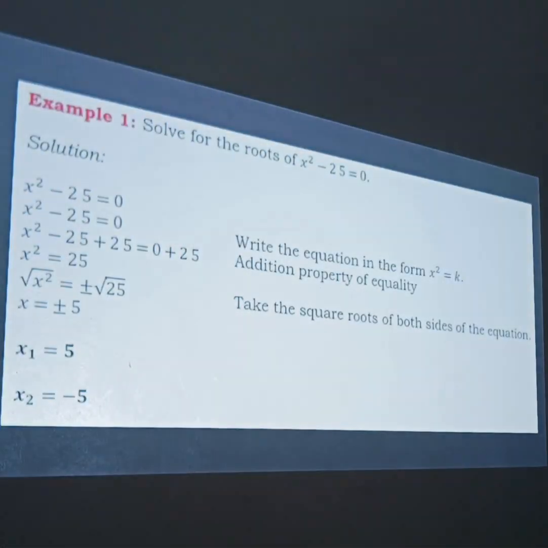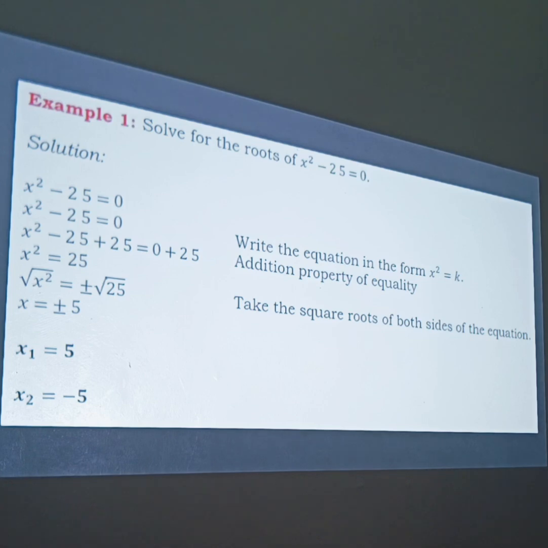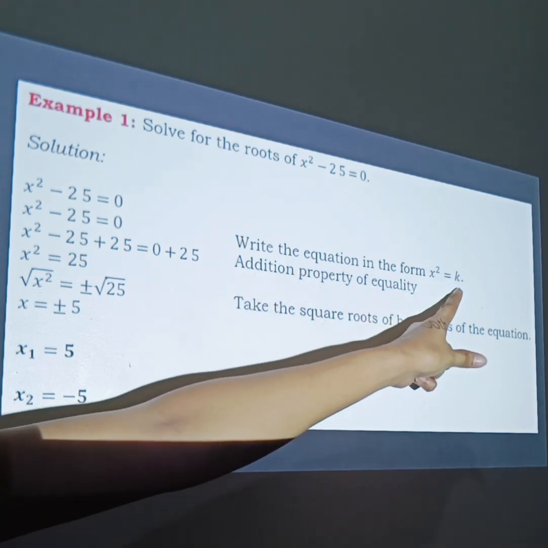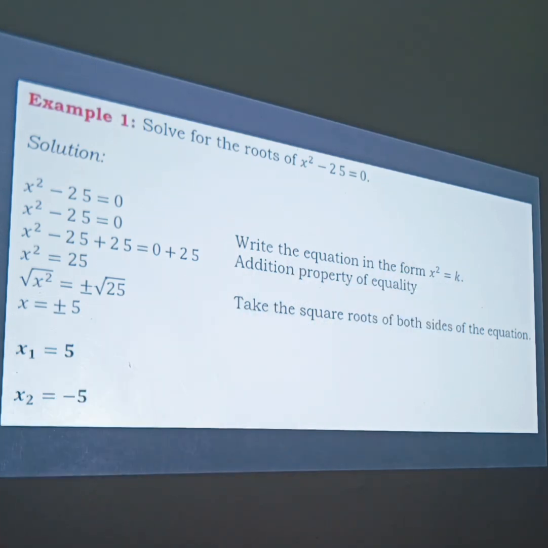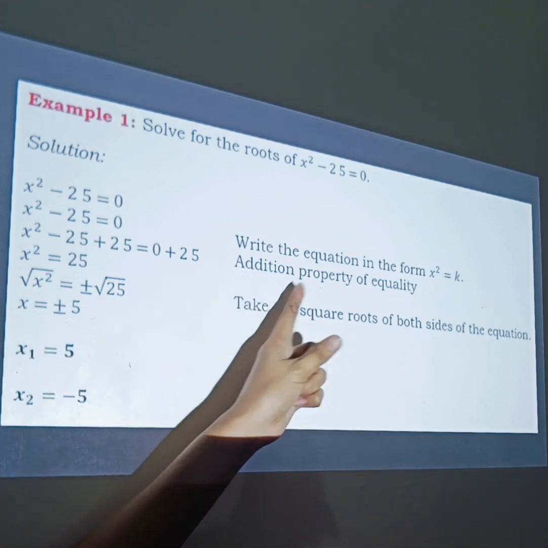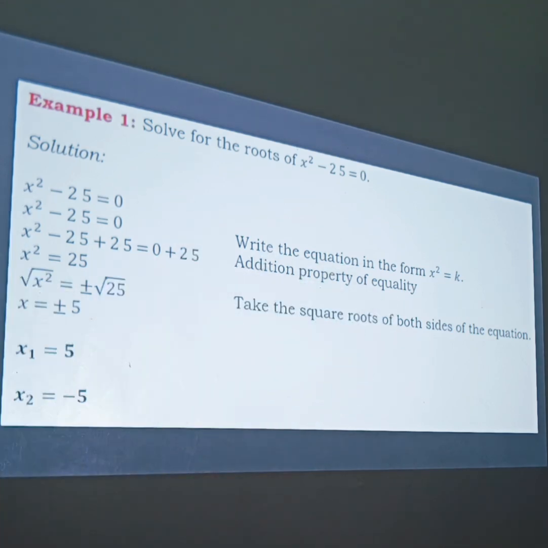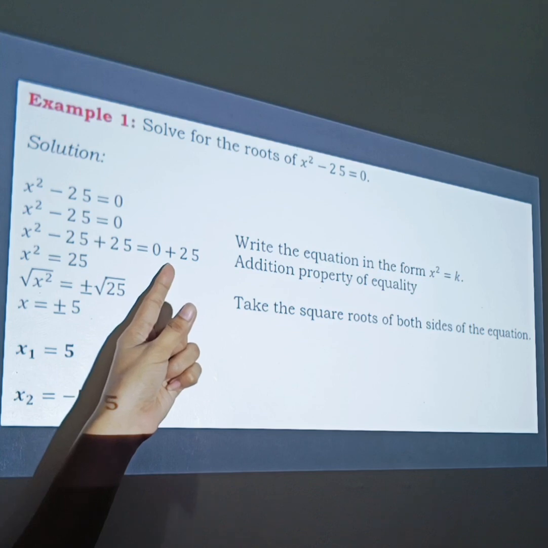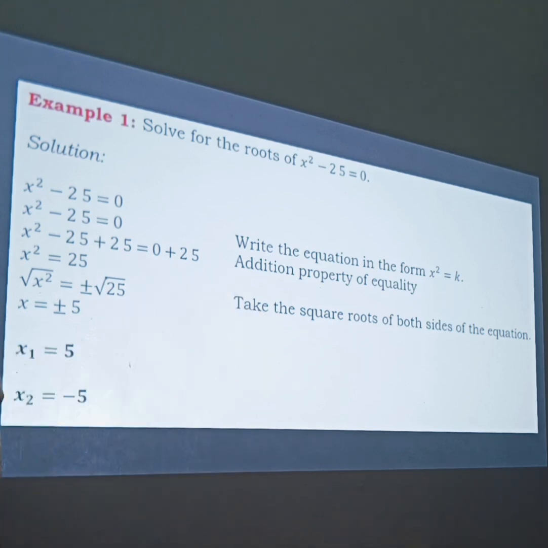Example: solve for the roots of x squared minus 25 equals 0. First, we are going to write the equation in the form x squared equals k. So how do we do that? We apply the addition property of equality. That is the original equation. We add 25 on the left side, and we add 25 on the right side. That is the addition property of equality.